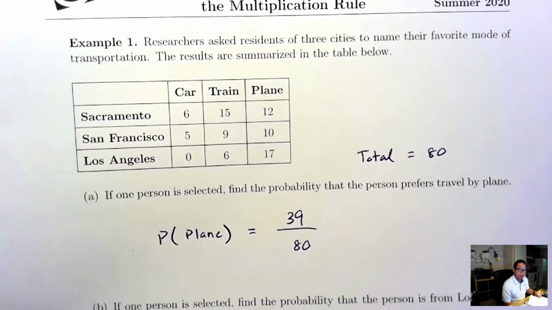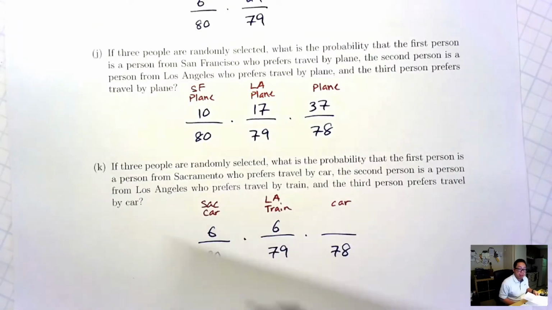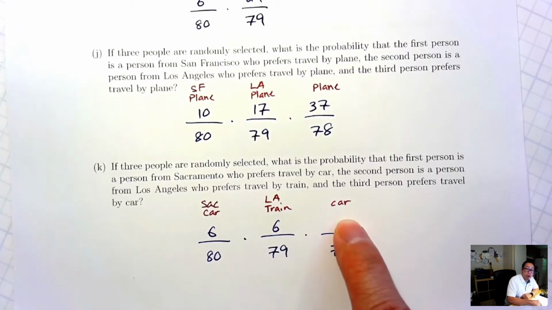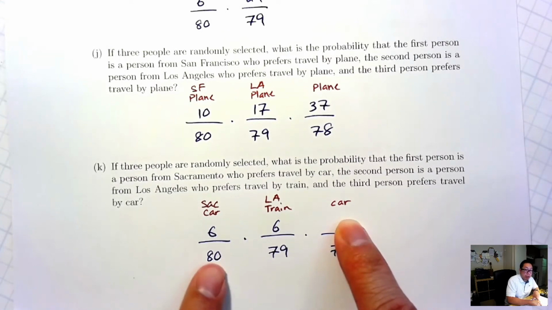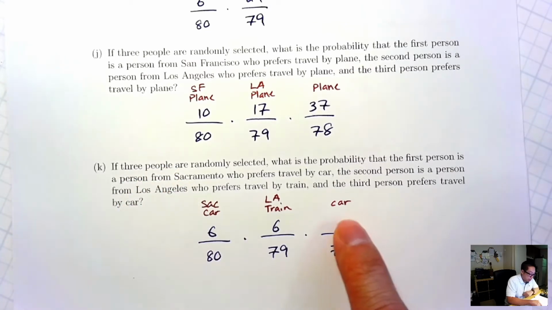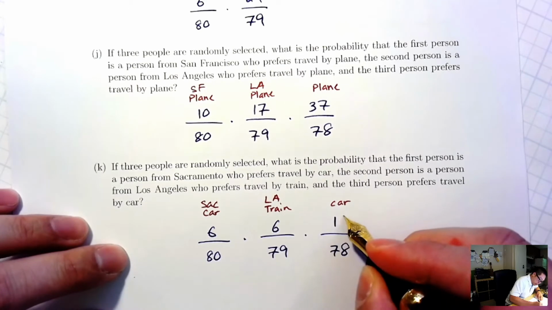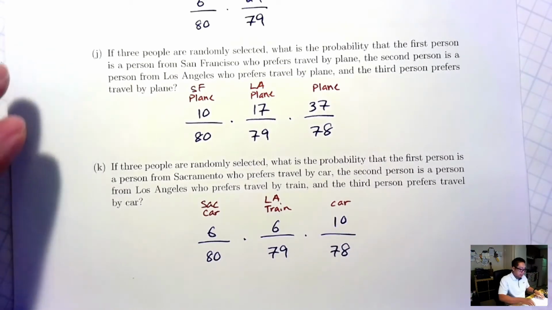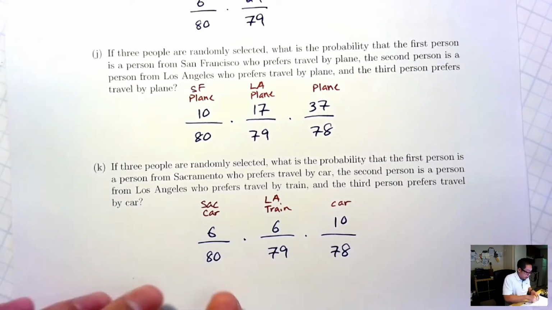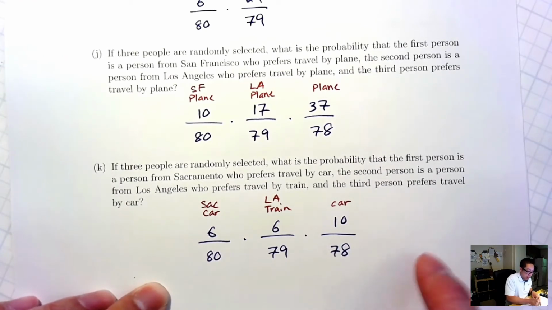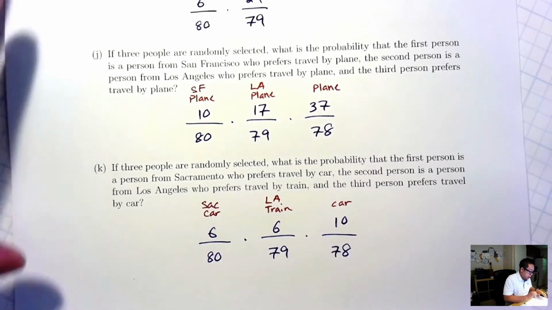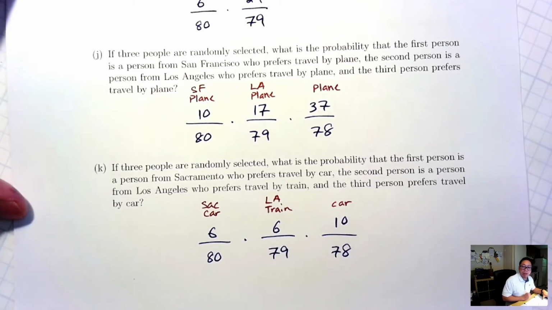650 is 11, but we have to ask ourselves, did we use any cars yet? I used a car in the first slot, right? I used Sacramento car. So we're actually down by 1 for the total cars, so it's not going to be 11, it's actually going to be 10. Technically, for these fractions, we should multiply them and then get a decimal and then percent. But for lab assignments, you can just leave them as fractions like that.